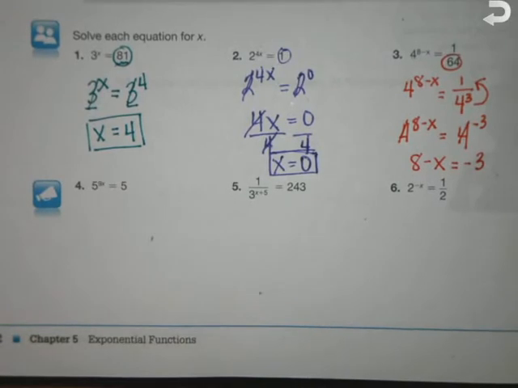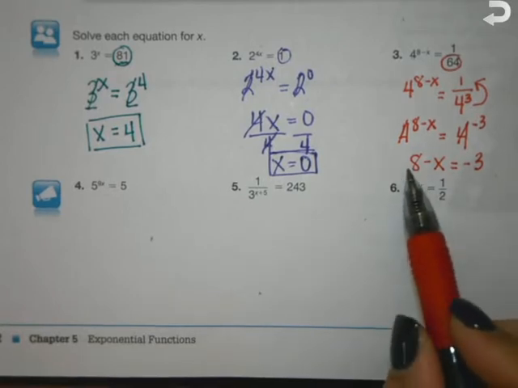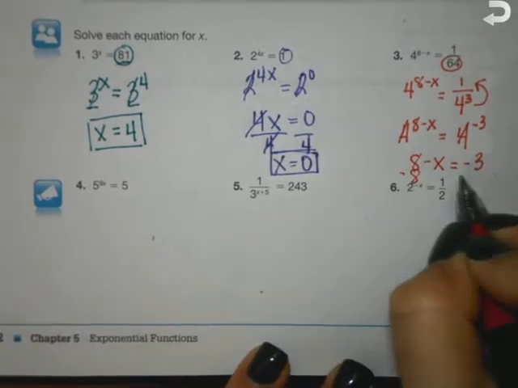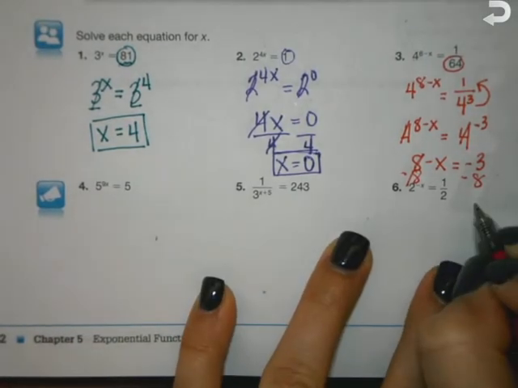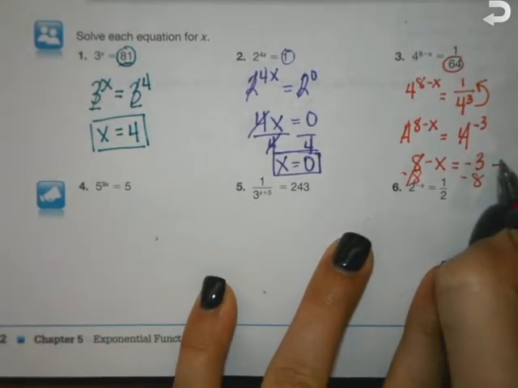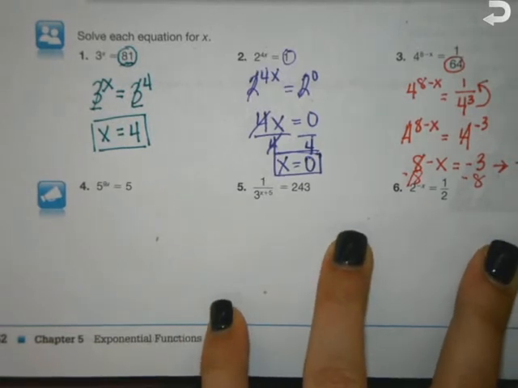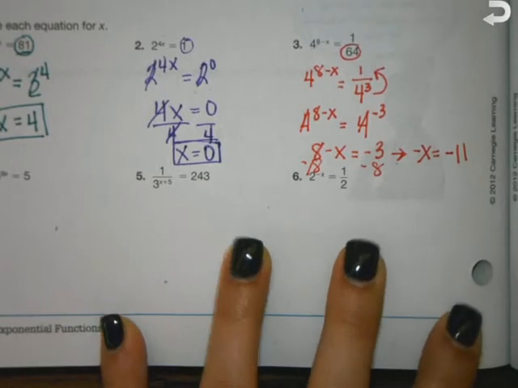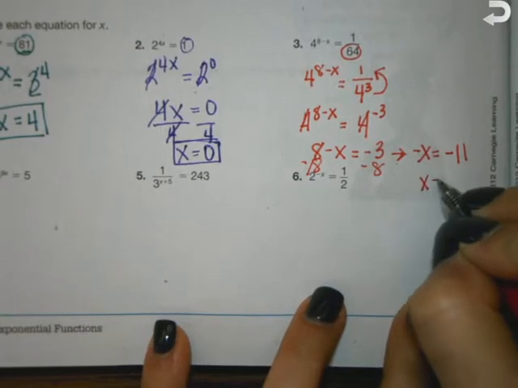Add what? Add 8. If I add 8, does that cancel out? This is a positive 8, so what do I have to do? Subtract it. Because 8 minus 8 gives me 0. So that leaves me with, I'm going to go over here, negative x equals what? Negative 11. Now, I don't want negative in my x, so if negative x equals negative 11, what does x equal? Positive 11.